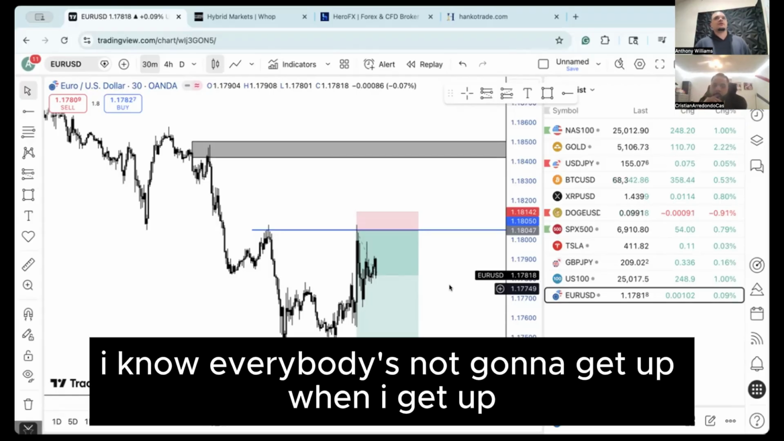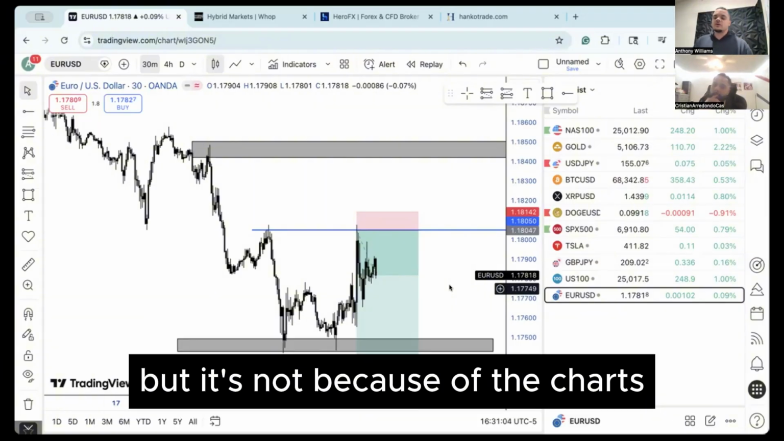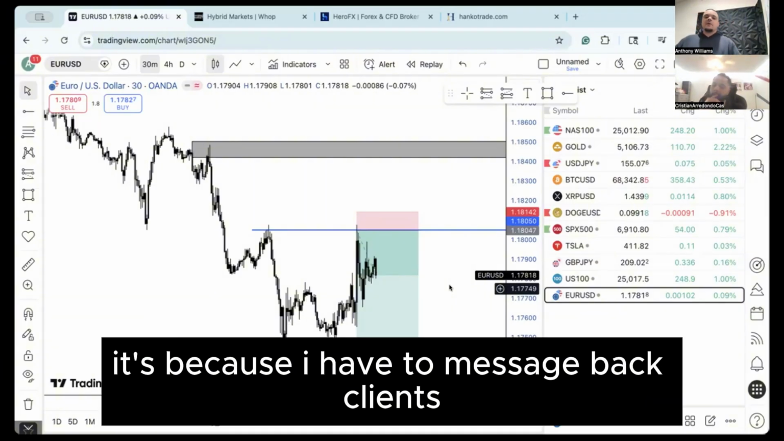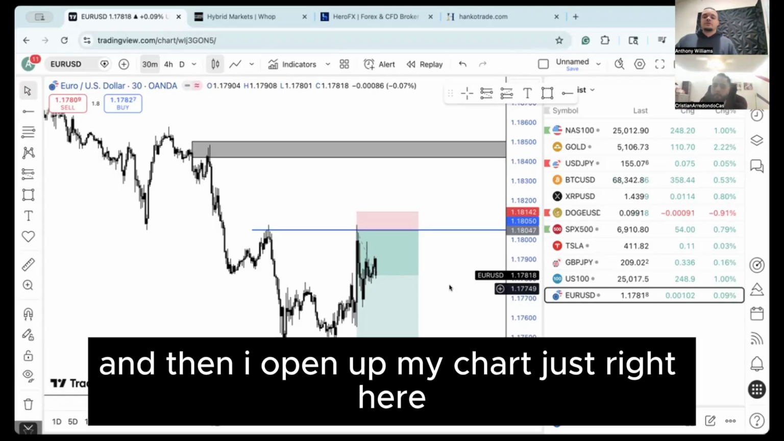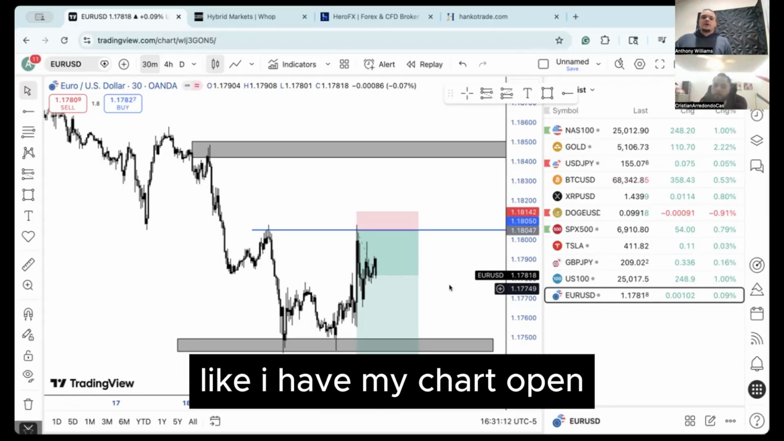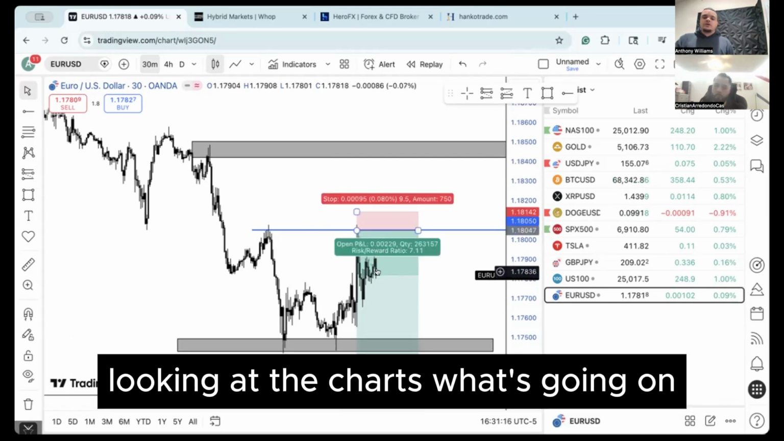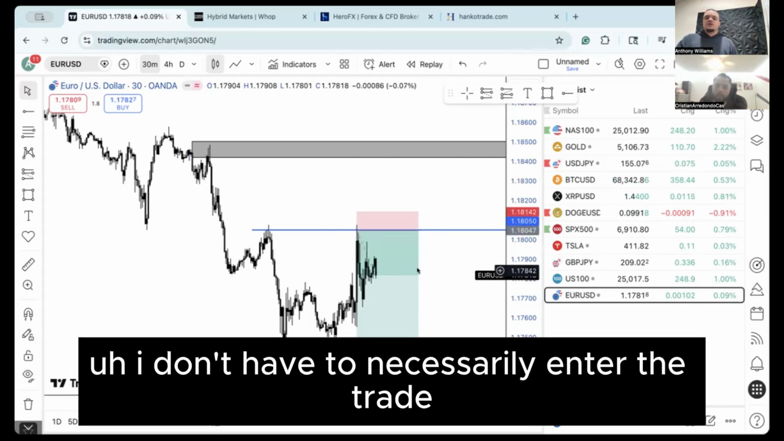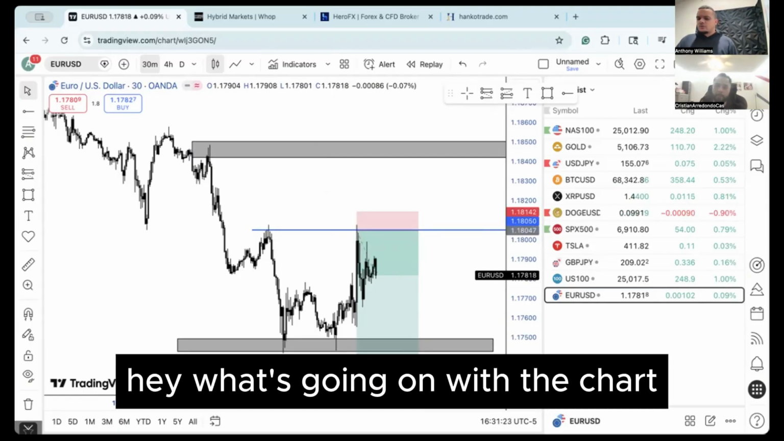I know everybody's not gonna get up when I get up. I get up every day at 3 a.m., but it's not because of the charts. It's because I have to message back clients and emails, and then I open up my chart on my laptop and just look at what's going on. I don't have to necessarily enter the trade. I can see it moving. If it hits 4 or 5 o'clock, I see what's going on with the chart.